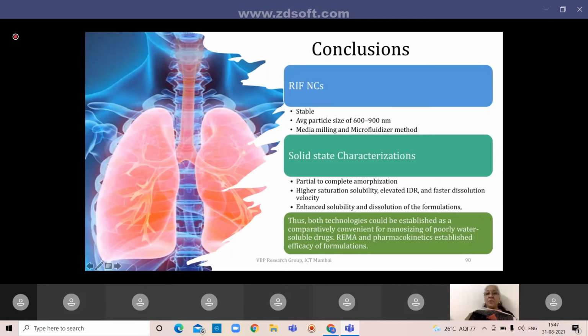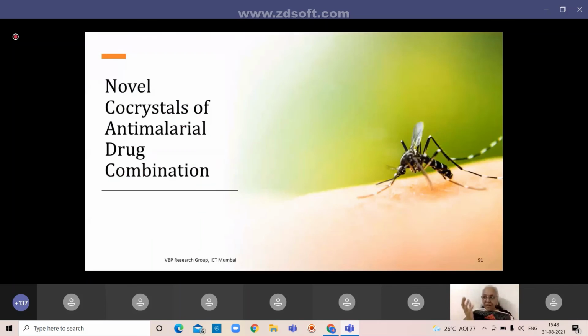So I think this has given you enough idea about the advantage of rifampicin nanocrystals, which were formulated using both the techniques. Size here is 600 to 900 nanometers. We've done extensive study. I'm only presenting the part which is relevant because this has to be formulated as DPI. So you have to do the Andersen pipette method, all the cascade impaction studies, and then select a formulation and administer it to animals. All that is really intricate.